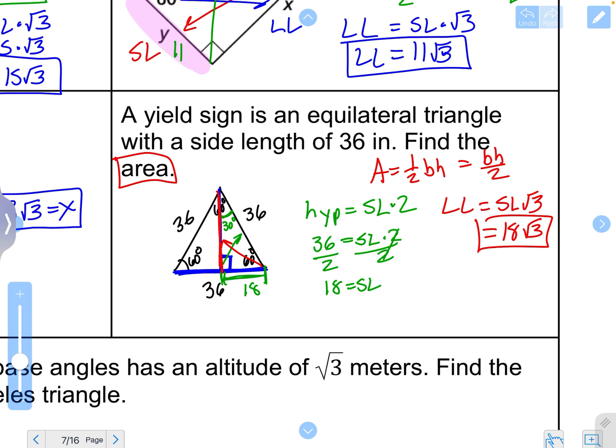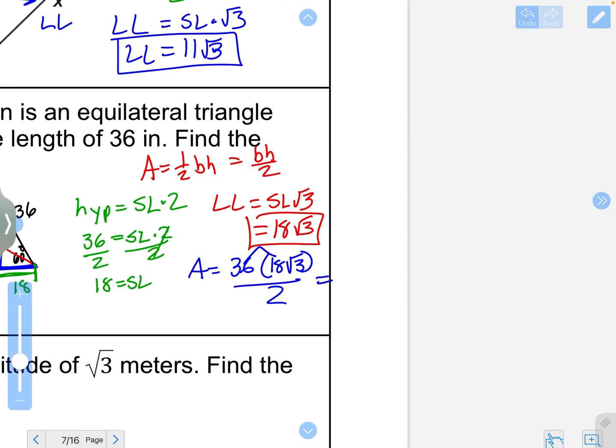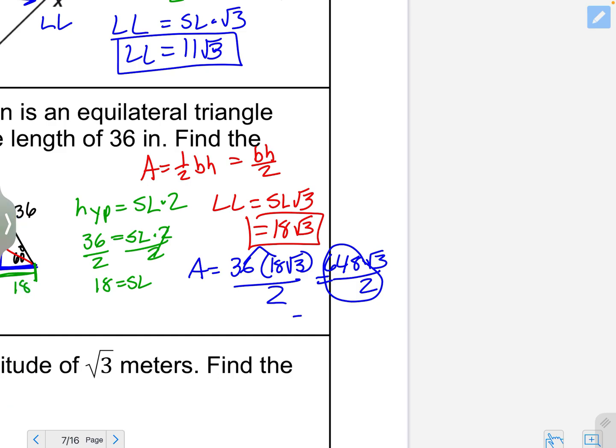So to find area, I'm going to go base, which is 36. Let me switch colors. It'll make it a lot easier to see. So area equals base, which is 36, times the long leg, which is the height, 18 square root of 3, all over 2. So we're simply going to multiply my numbers. So do 36 times 18, which is going to be 648. And then we're just going to tack on that square root of 3 and divide by 2. So we're going to simplify this fraction here, which gives us 324 square root of 3 is our area, and that would be inches squared.